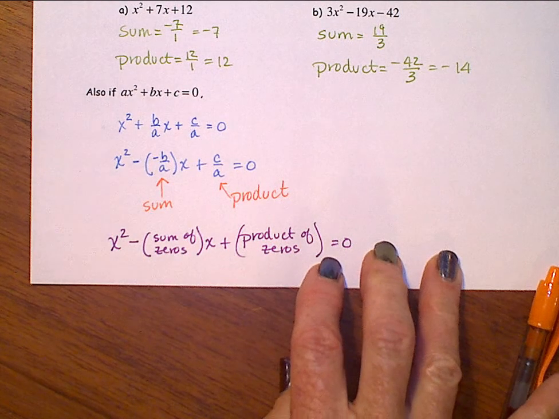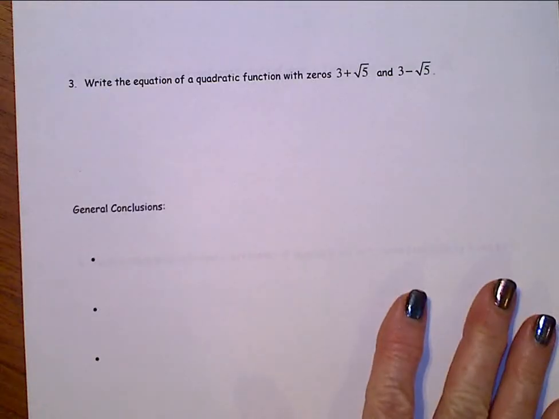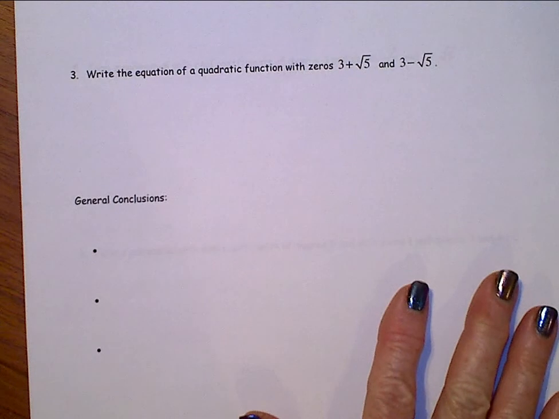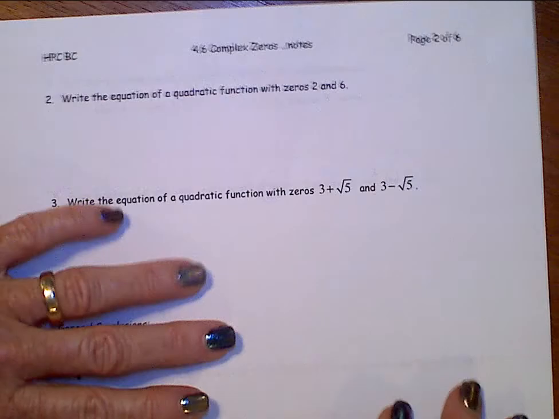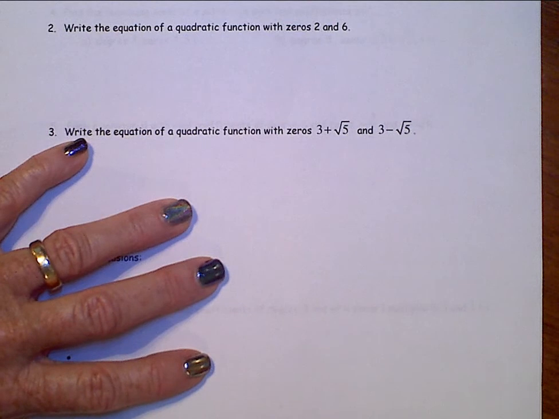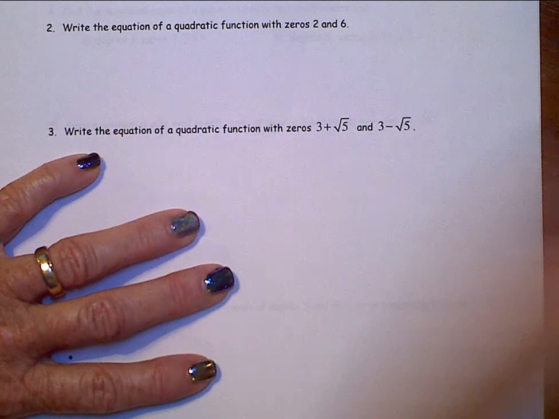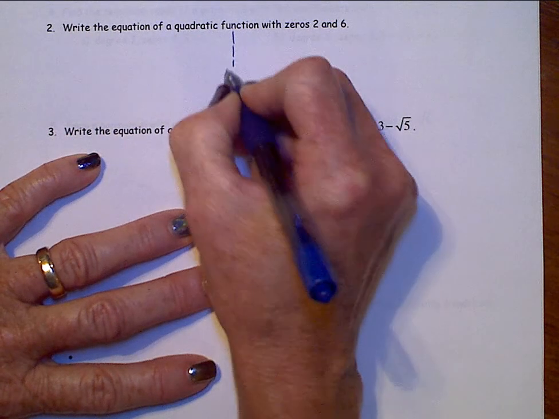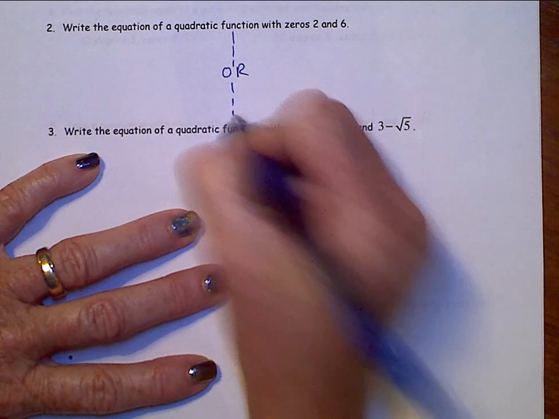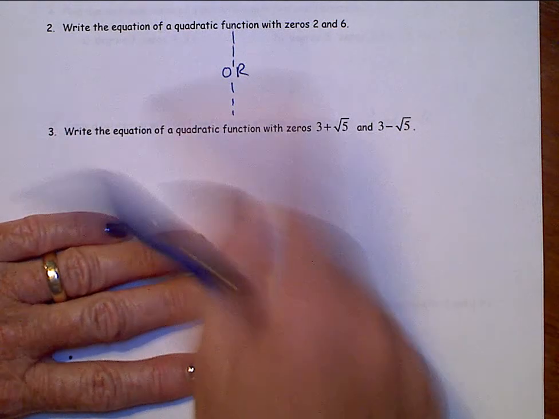All right, let's go ahead and look at some examples. I would like you to write the equation of a quadratic function with zeros 2 and 6. And there are 2 ways to do this. And I will show you both ways, and then you can decide whatever makes you happiest. And sometimes one way is easier than the other.